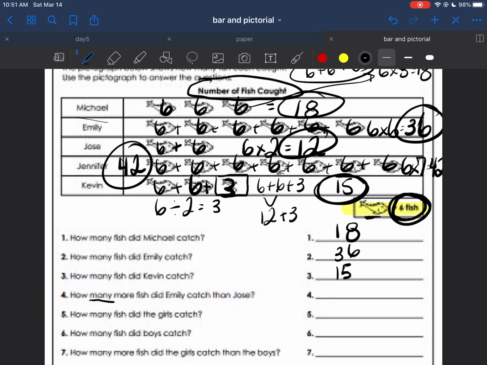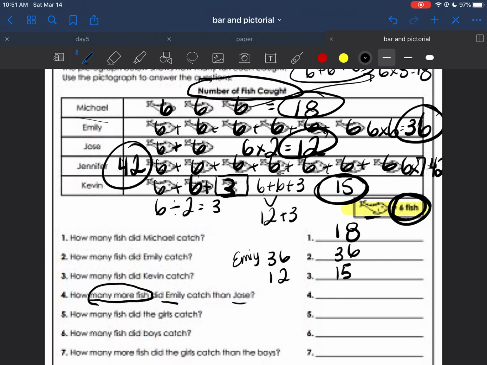How many more fish did Emily catch than Jose? Well, how many did Emily catch? 36. And how many did Jose catch? 12. Who caught more? Emily caught more, but we want to know how many more.